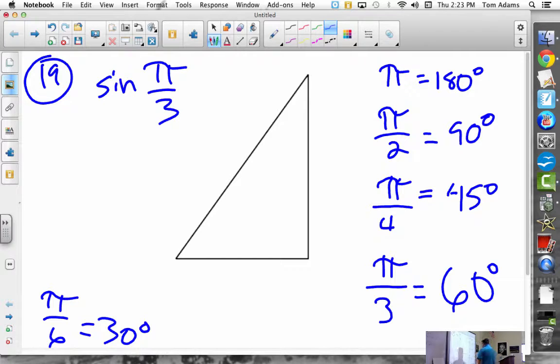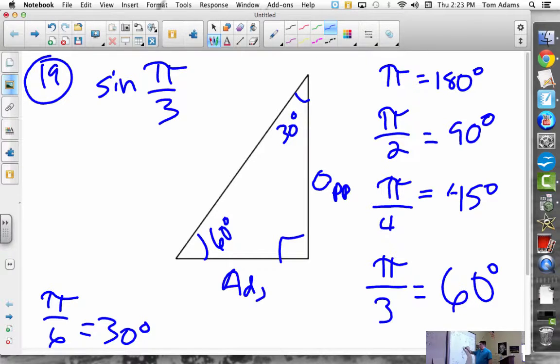So I have a 60 degree angle, so this is like 60, 30, and this is my 90 degree angle. So what's this side called? Opposite. What's this side? The adjacent. And this is the hypotenuse. Why? Because the opposite is across from the angle, theta, which is 60 degrees. The adjacent touches, and this is the hypotenuse.